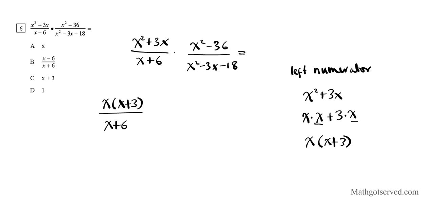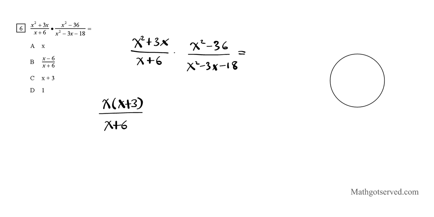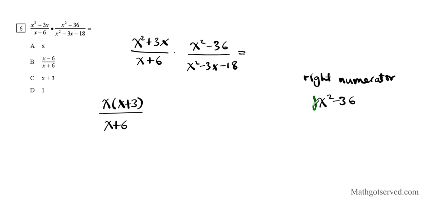Now let's shift our attention to the right numerator. The right numerator is x squared minus 36. So we're going to use the difference of squares formula here. You take the square roots of the first and the last, plus or minus. So you're going to have x minus 6 times x plus 6. And that's the factored form for this. So we're going to have x plus 6 times x minus 6.